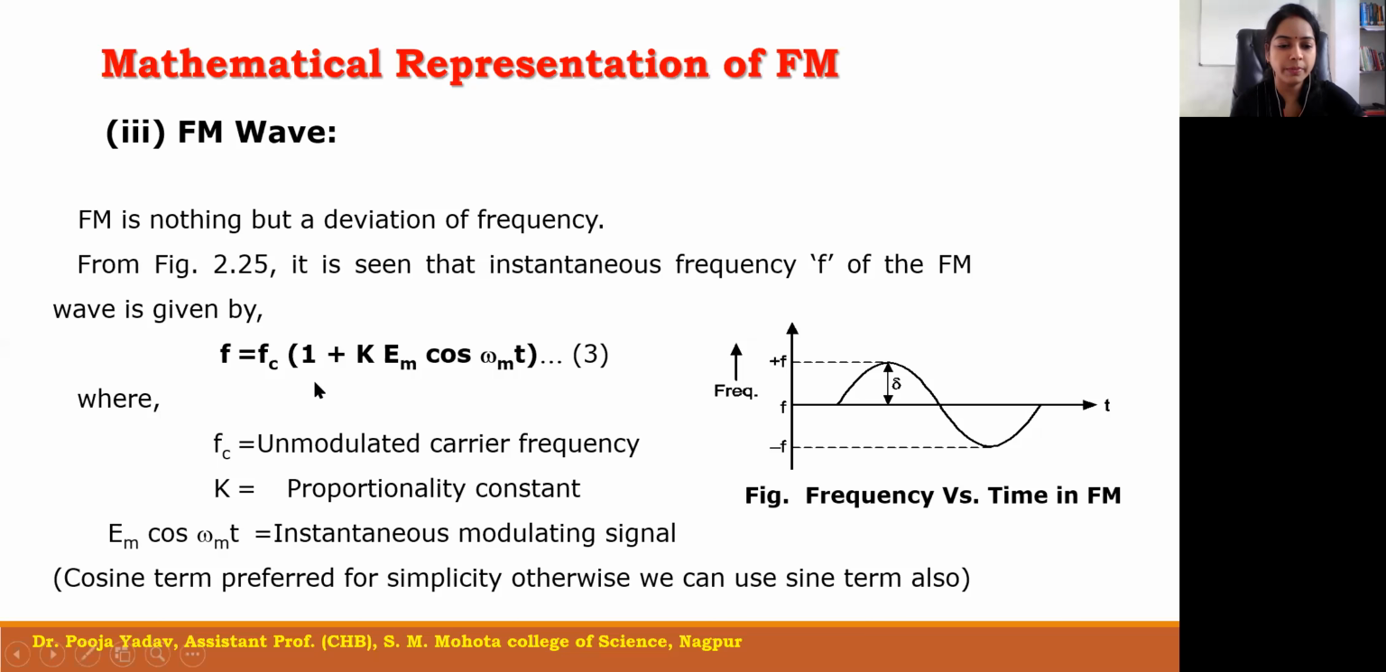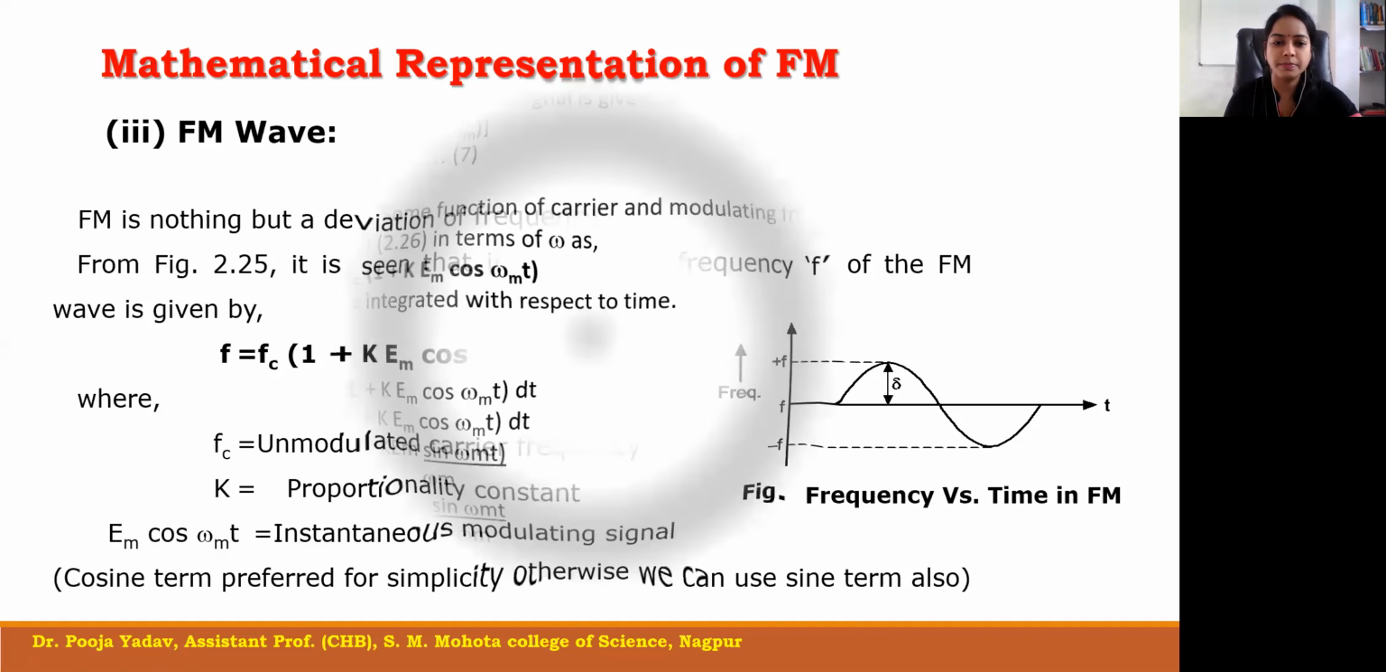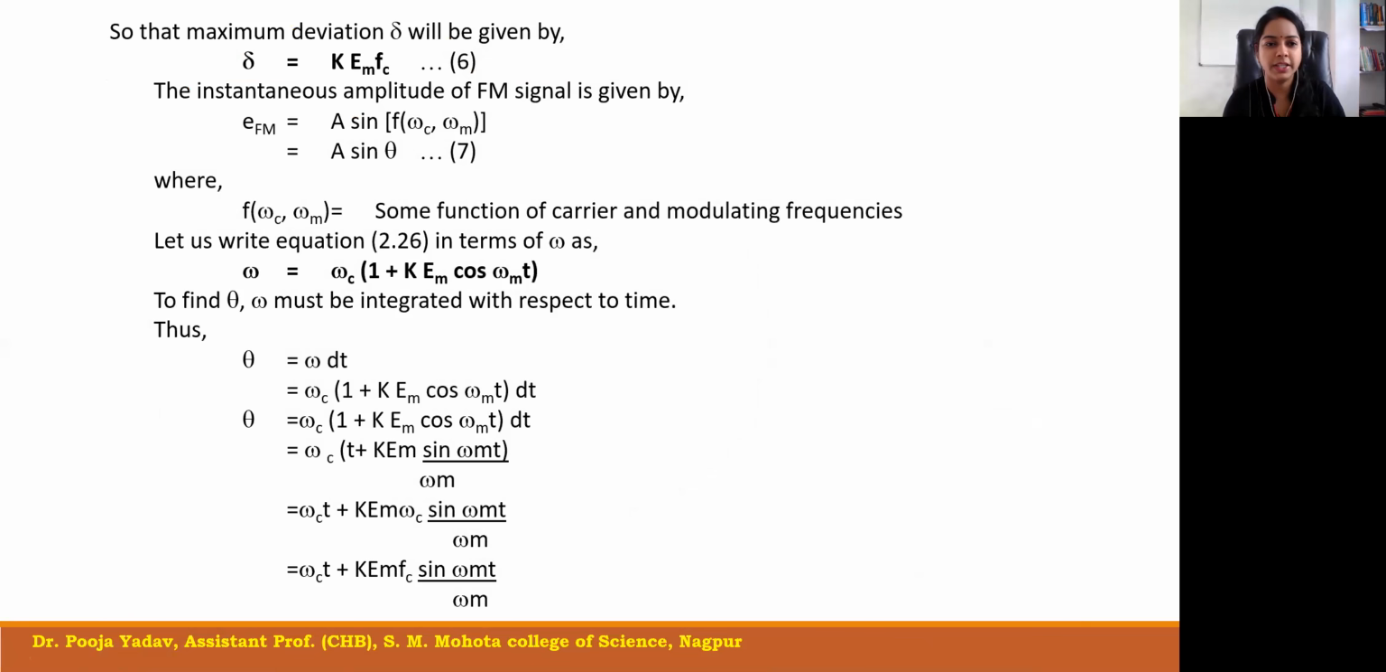So you have to remember this. So just try to write it down. So this is the frequency modulated wave. अभी इसका presentation कैसे है वो हम देखते हैं. So here deviation is defined as K of EM FC. What is EM? This is the amplitude of the modulating signal, and FC is the carrier frequency.